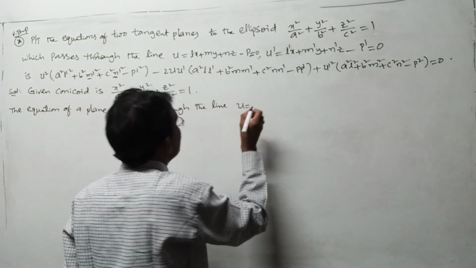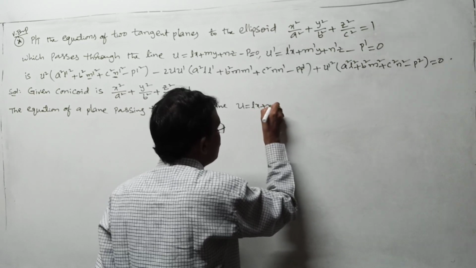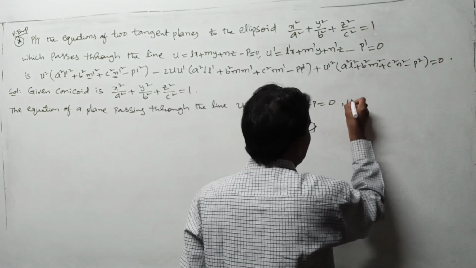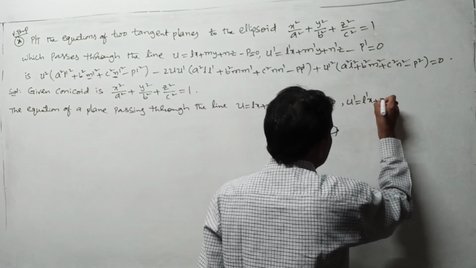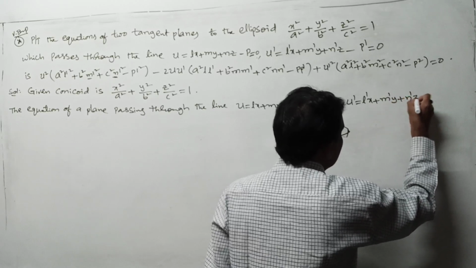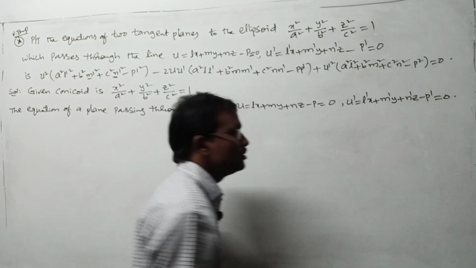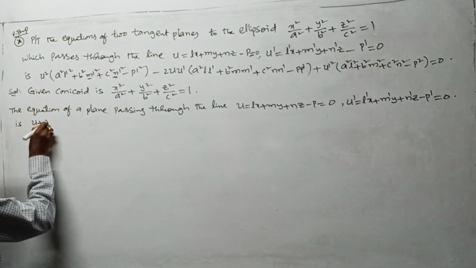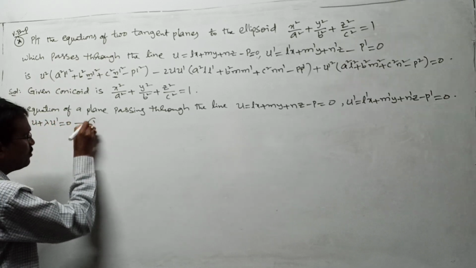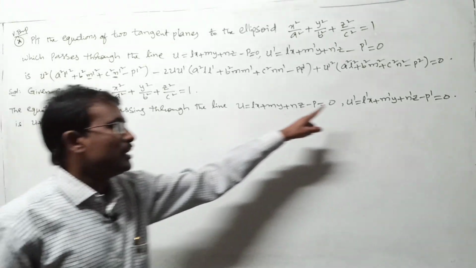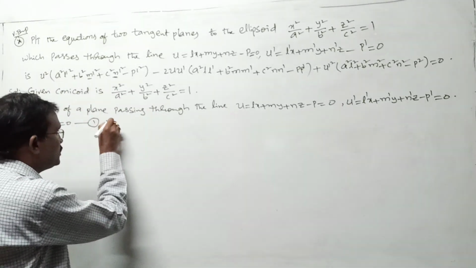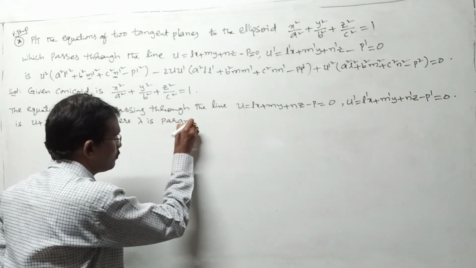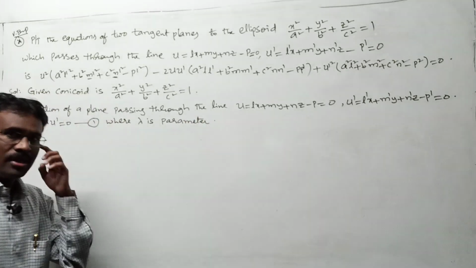is U equal to Lx plus My plus Nz minus P equal to 0 and U dash equal to L dash x plus M dash y plus N dash z minus P dash equal to 0. The plane equation is U plus lambda U dash equal to 0. Take it as number 1: U plus lambda into U dash equal to 0, where lambda is a parameter. Now we are going to find lambda.